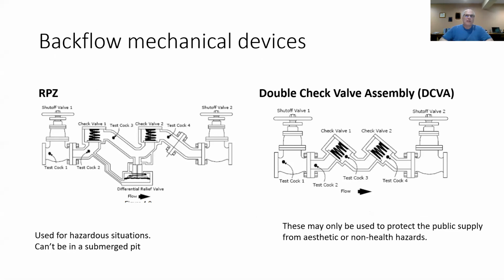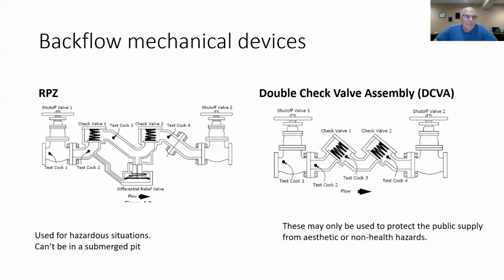Here's a couple of the mechanical devices that are often used. There's the RPZ device on one side and the double check valve assembly on the other. Note that they both have similarities. They have two independently acting spring-loaded check valves in them. Check valve number 1 and check valve number 2. You can see in both of these the flow is going from left to right.